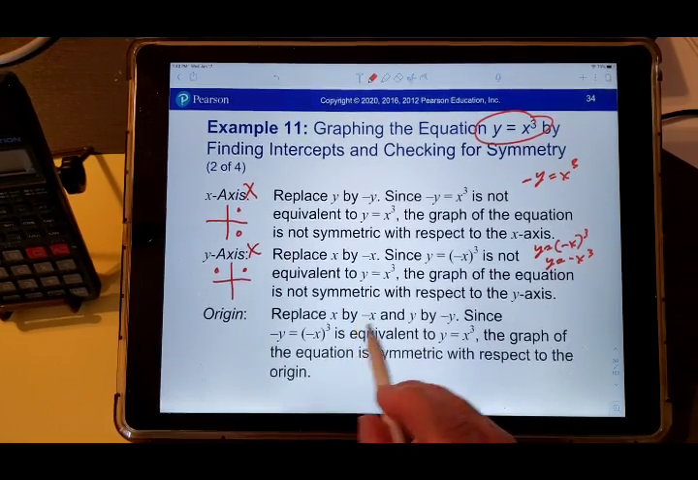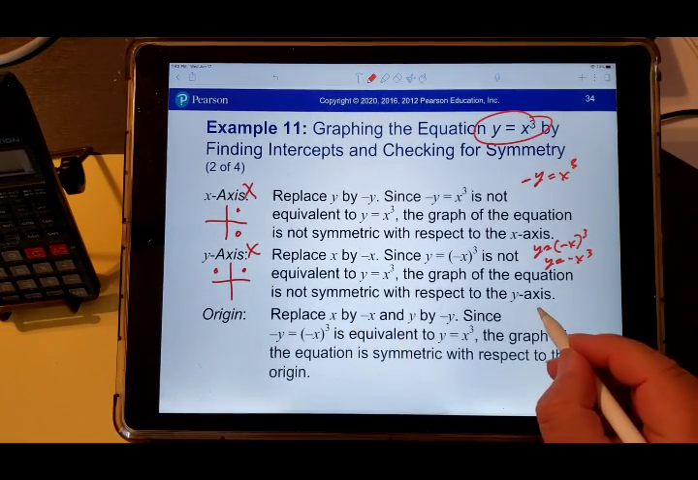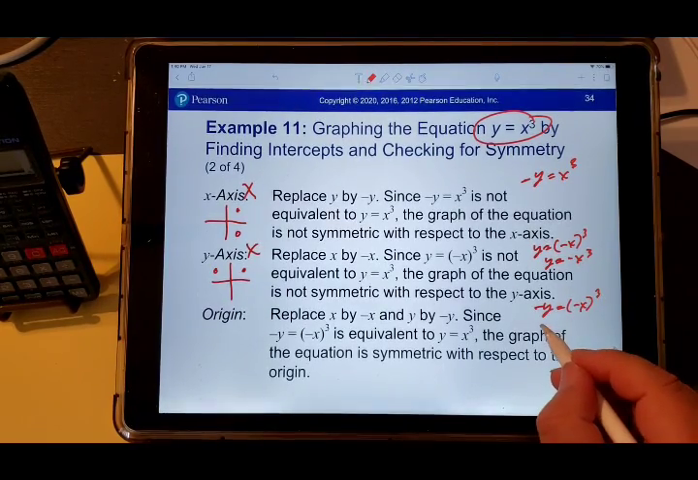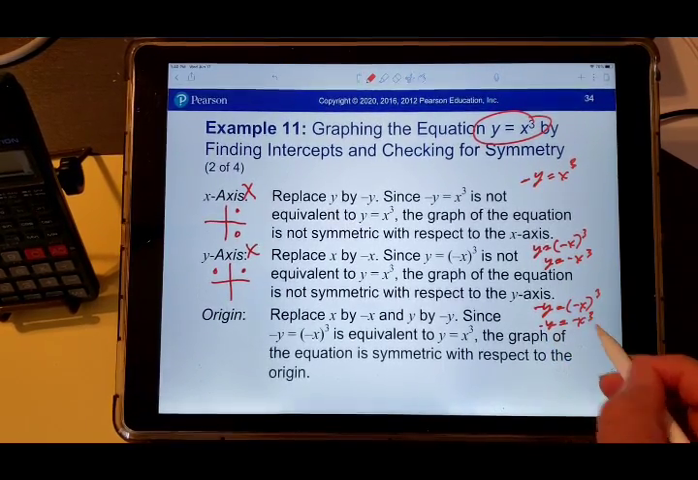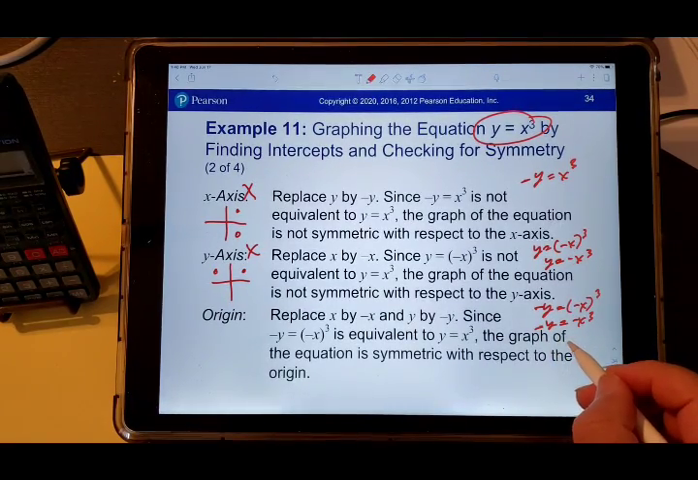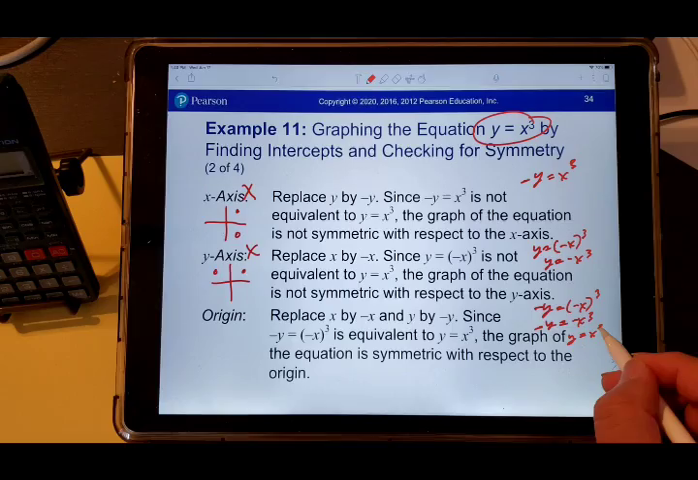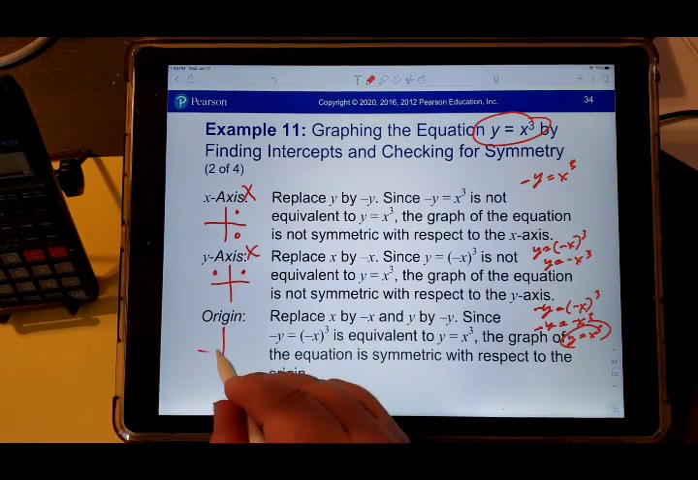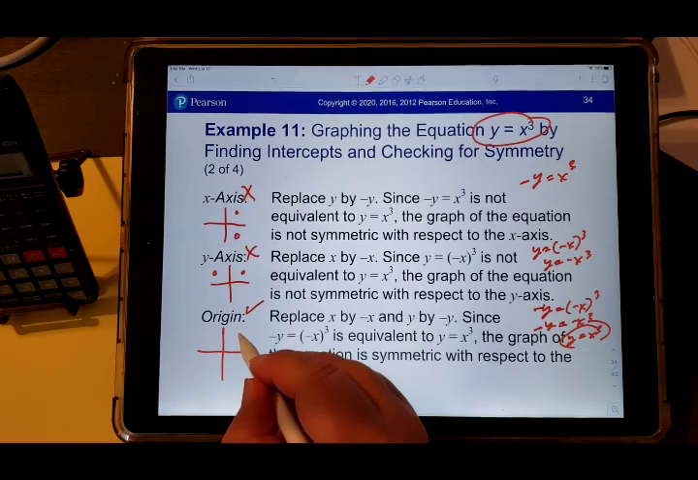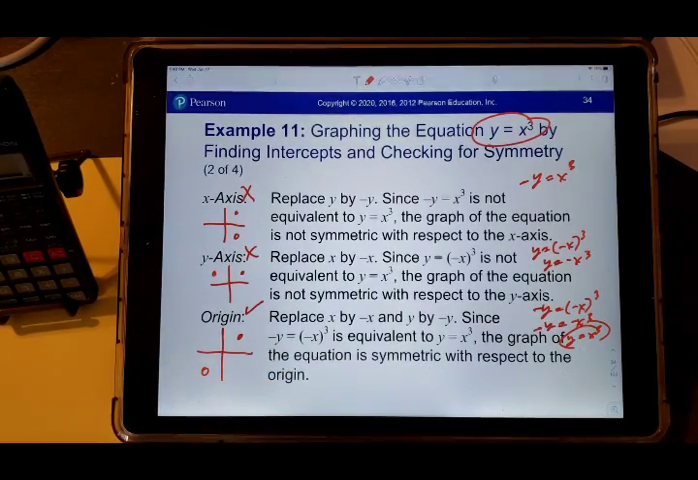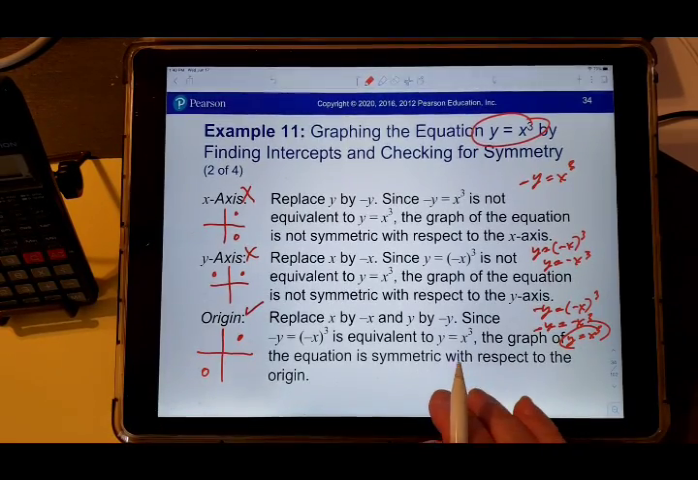And now, what if we replace both x and y with minus versions of themselves? I'll get minus y equals minus x cubed, and I could just multiply through by -1. I'll get y equals x cubed, which is exactly what I started with. And so voila, if I have a point here, I'll have a bonus point on the other side of the origin. That's how we're using this idea of checking for symmetry.